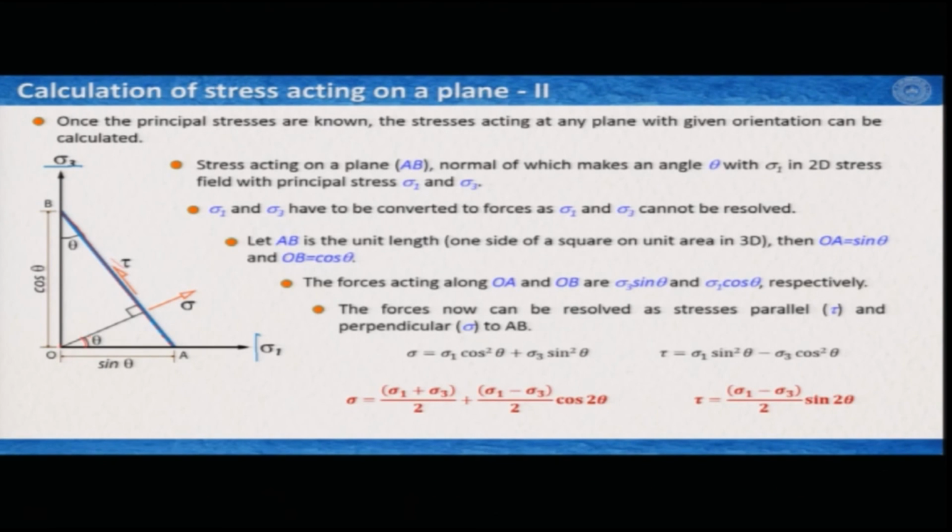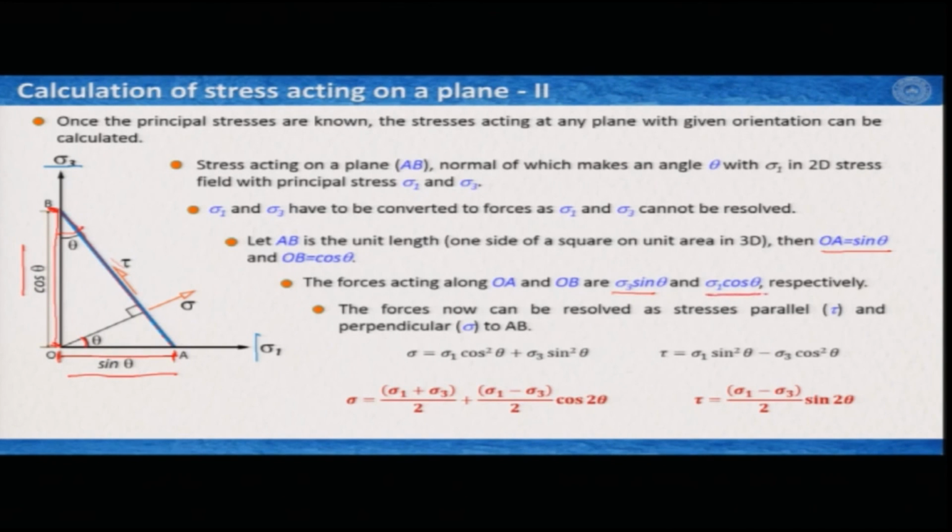Now we have to figure out what is the shear stress and what is the normal stress acting on the plane. Now clearly you cannot resolve it directly, so we have to first convert these stress components to force components. So if we consider AB is the unit length, then OA would be sin theta and OB would be cos theta. Remember this is your theta, so this has to be also theta. Now the forces acting on OA, along this particular side, and OB, this particular side, would be sigma 3 sin theta and sigma 1 cos theta respectively. Okay, this is simple geometry.